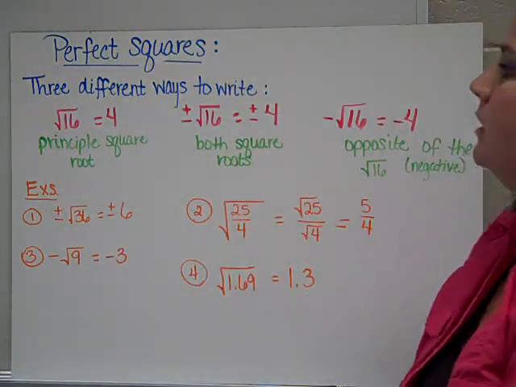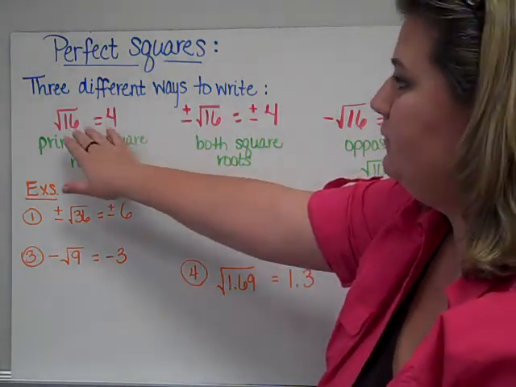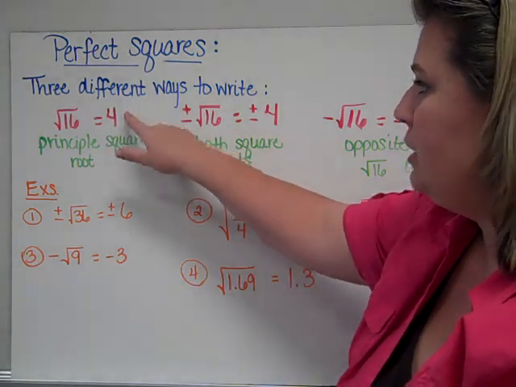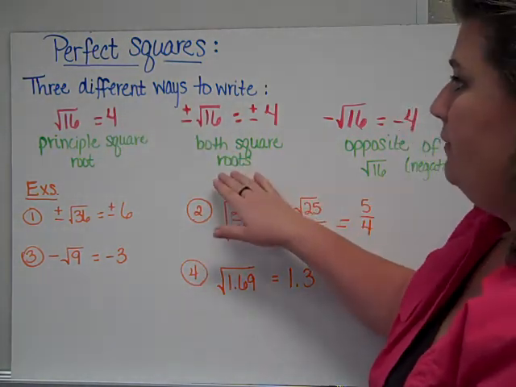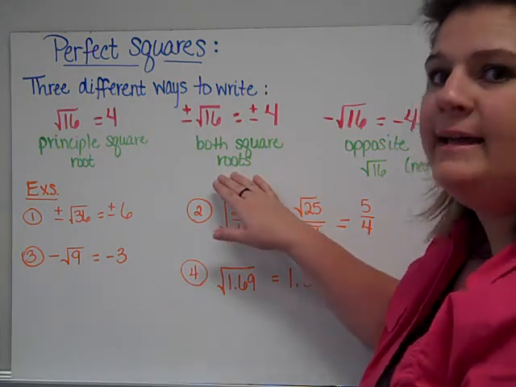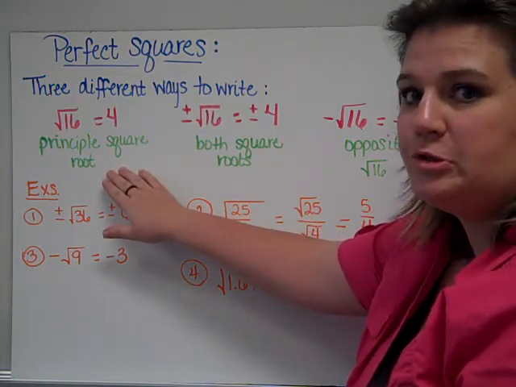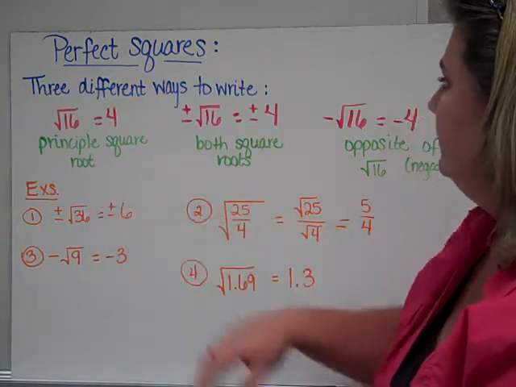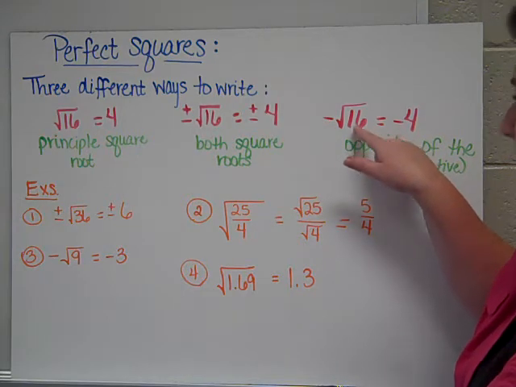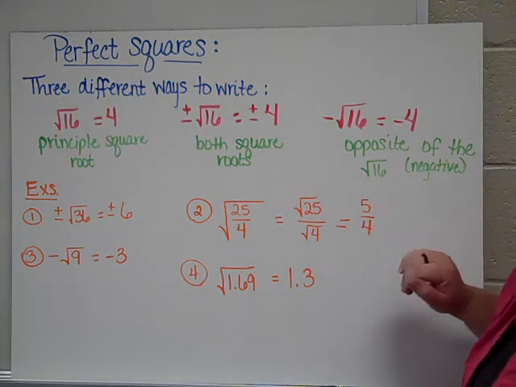Perfect squares: there are 3 different ways to write these. When we look at it in this format, the principal square root is always a positive one. So the square root of 16 equals 4. By default, you also know that there's a positive and a negative outcome, but typically we always use the principal square root, which is the positive number. And here, when you have a negative on the outside, the negative of the square root of 16 would equal negative 4. So that would be the opposite of that.